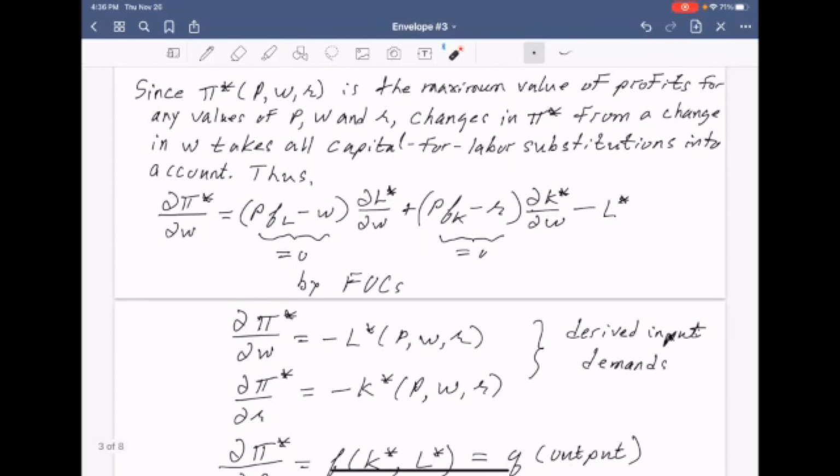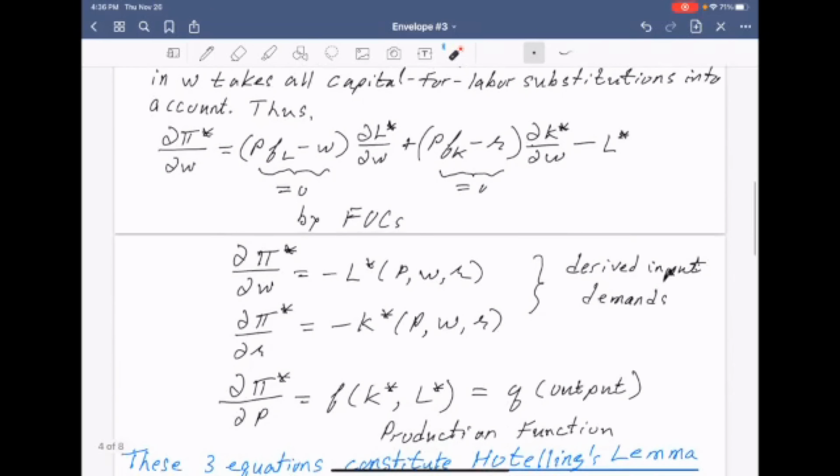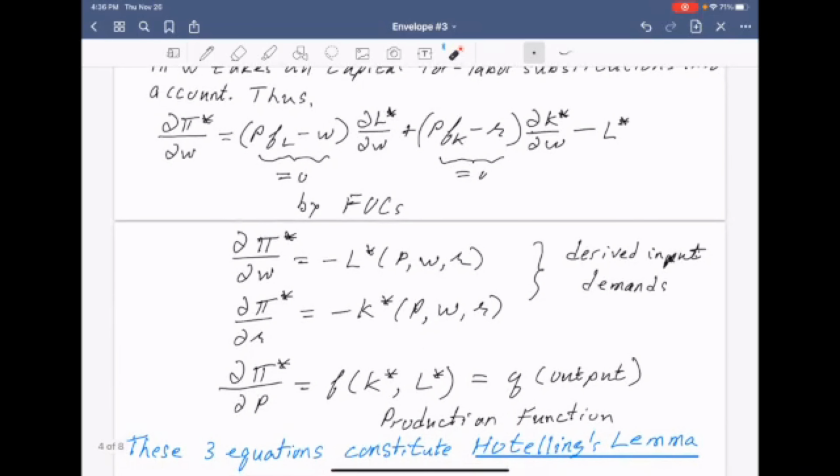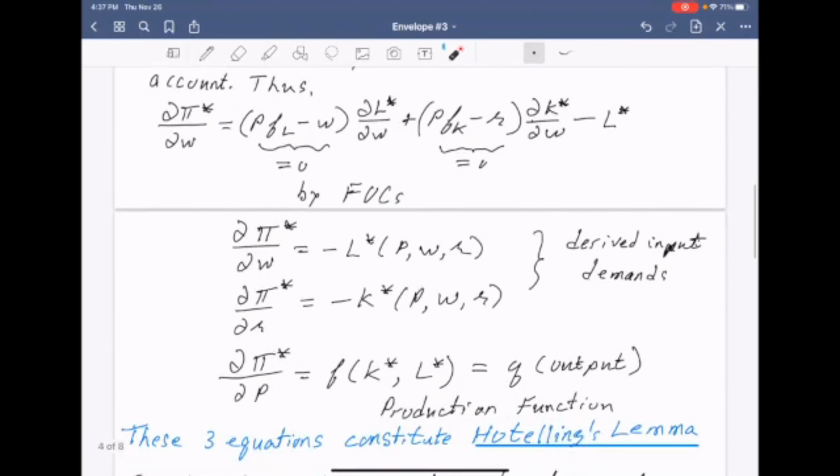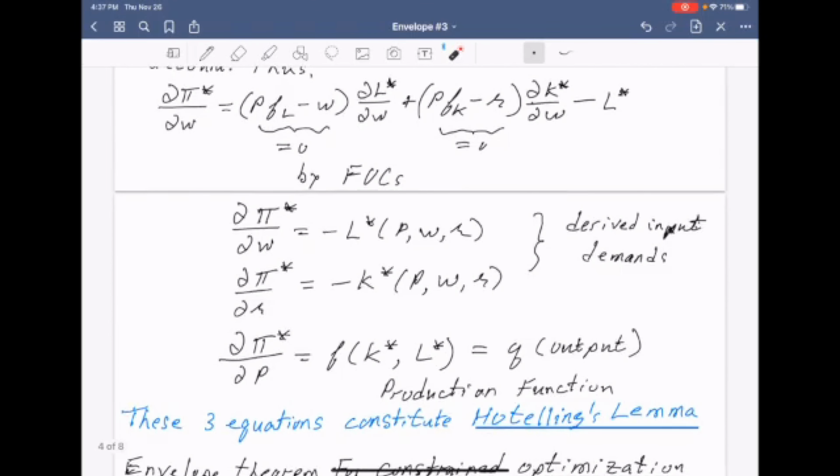So what we do is we find that these are 0 from first order conditions, and we can get that when we take the derivative of the indirect profit function with respect to the wage, we get the negative of the labor function, and the same thing for capital, we get negative of the capital function. So what we've done is we've got the derived input demand functions, we've recovered them by taking the derivatives of that indirect profit function with respect to the inputs.